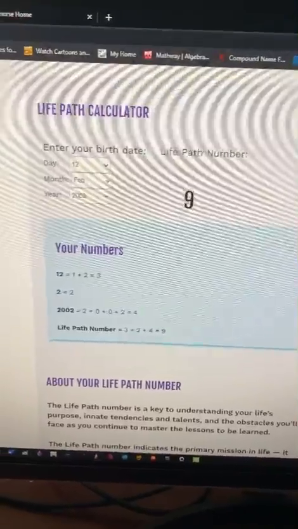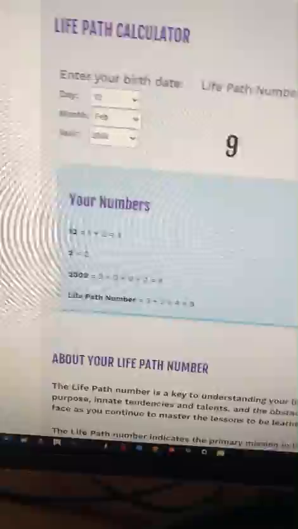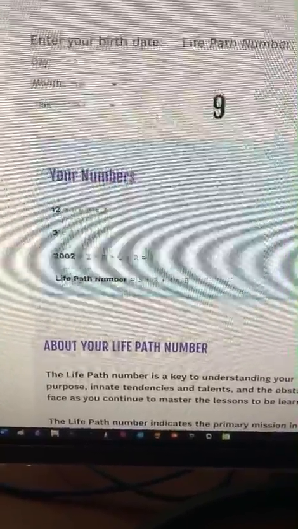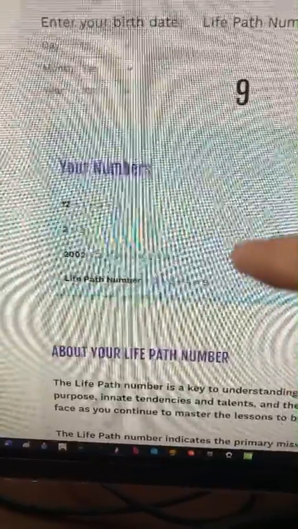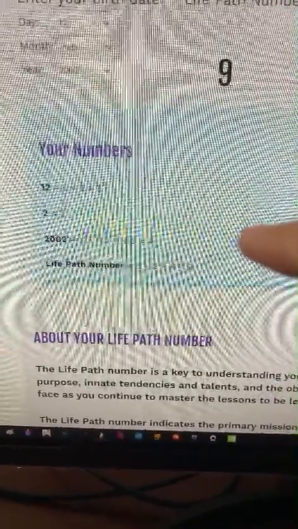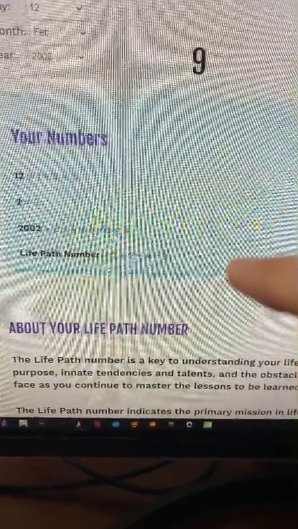For today's chapter exam, we were asked to use this website in order to determine which problem we do. So I inputted my birthday for this website, and it comes out to 1 plus 2 equals 3. And for the day, the month is 2 for February, and then the year, when you add it up, comes out to 4. So 3 plus 2 plus 4 equals 9.